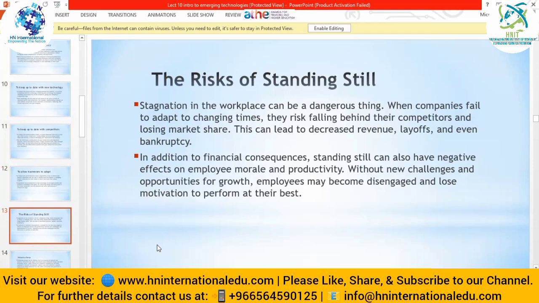Then we will talk about the risk of standing still. Okay, now Zainab, you tell me what would be the risk of standing still if we don't adapt new technologies, we don't upgrade ourselves. What would be the risk? Just give me the example of any organization or what examples come into your mind. Any real time example can also be there.